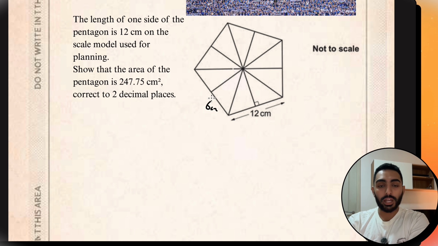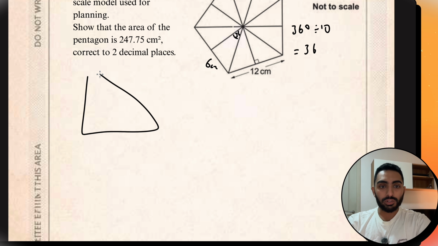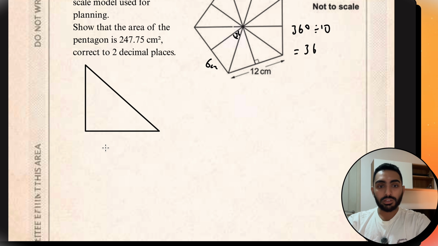We're trying to find out the full area of this pentagon. Is there any other information that we could figure out? I know that this is a full turn, this is a circle. That means that this full turn is being split up into 10 parts. 360 divided by 10 gives us 36. That means each of these angles is going to be 36 degrees. Let's just draw out one of these triangles and we'll focus on that one. The base is going to be 6 centimeters. That's my right angle, and we know that this angle is 36 degrees.